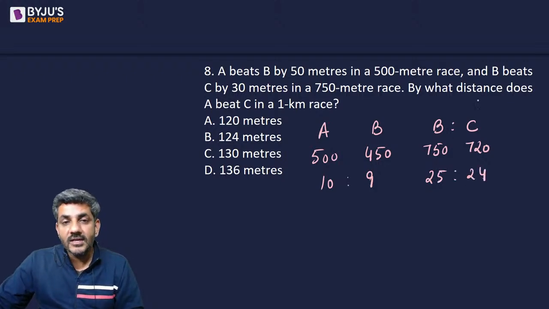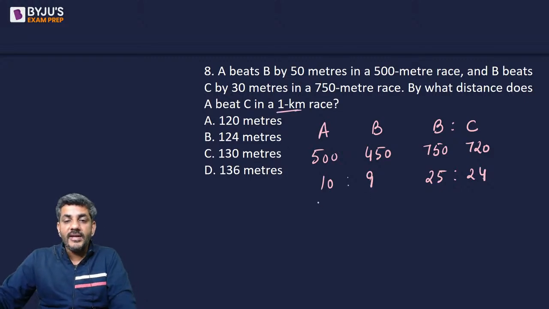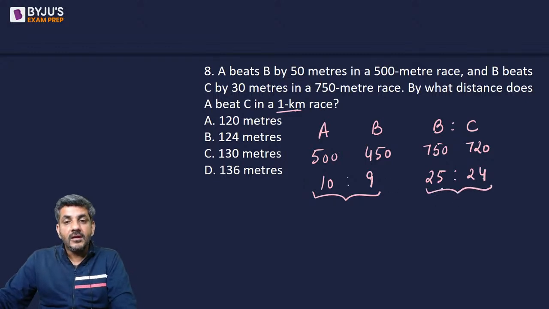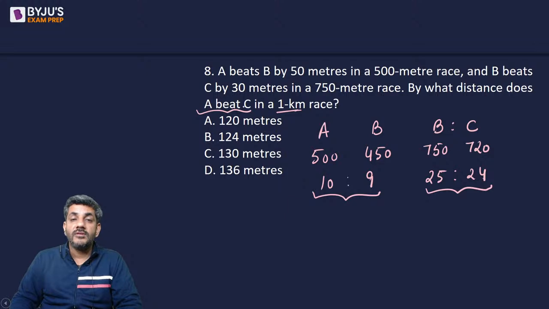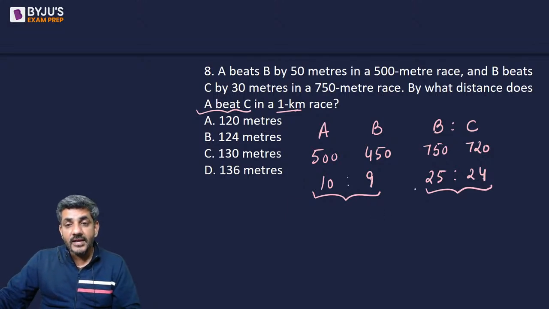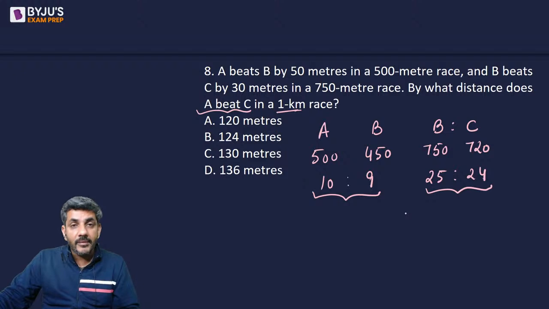Now it says by what distance does A beat C in a kilometer race? So the point is that we have the ratio between A and B speeds. We have the ratio between B and C speeds. Now from there, I have to find out the ratio between A's and C's speeds, because ultimately we have to figure out by how many meters A will be beating C. So let's find out the ratio of A and C here. I'm sure you all must have done that. How do I calculate the ratio of ABC if the ratio of AB and BC is given?